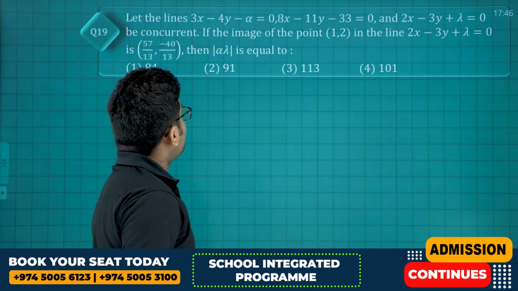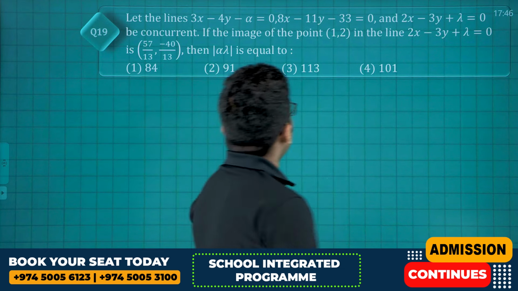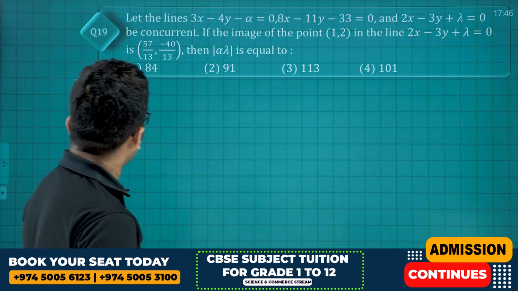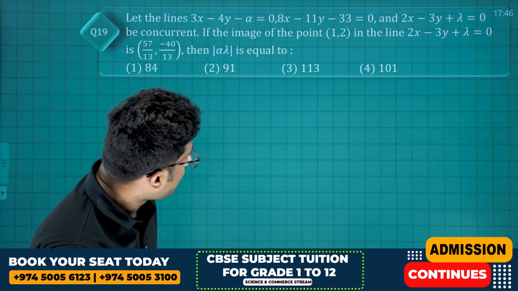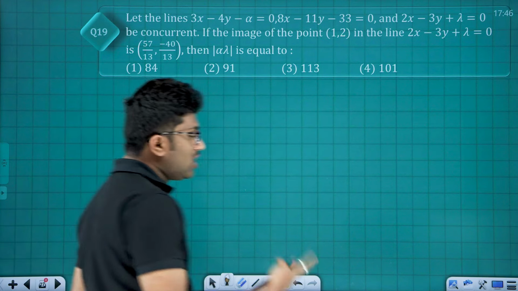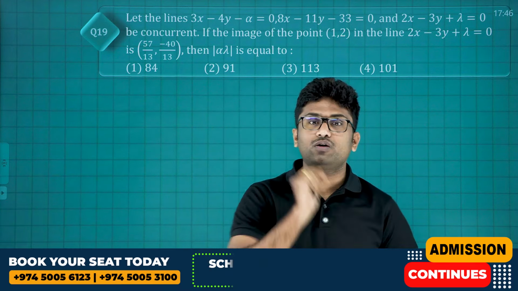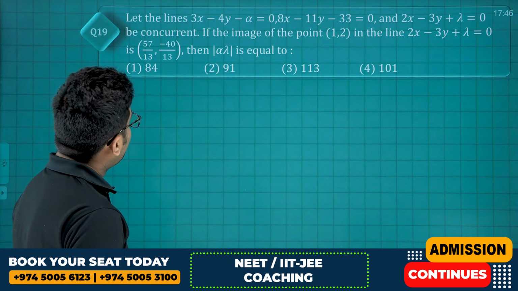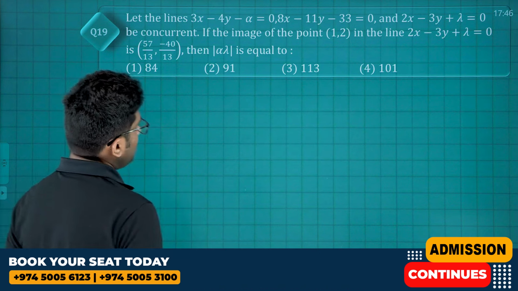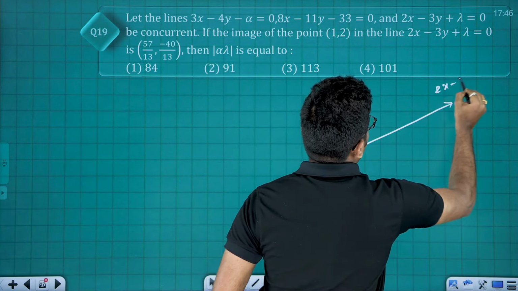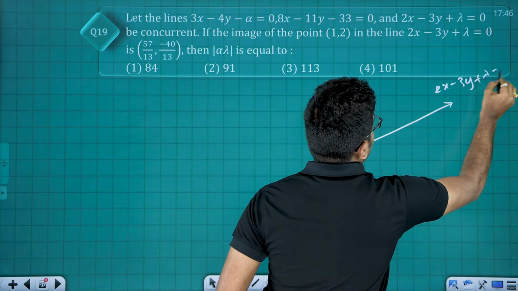Let the lines 3x minus 4y minus alpha equals 0, 8x minus 11y minus 13 equals 0, and 2x minus 3y plus lambda equals 0, and these three are concurrent. Concurrent means three or more lines passing through the same point of intersection, belonging to the family of lines.